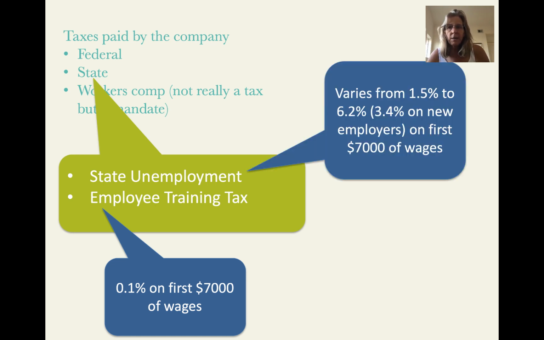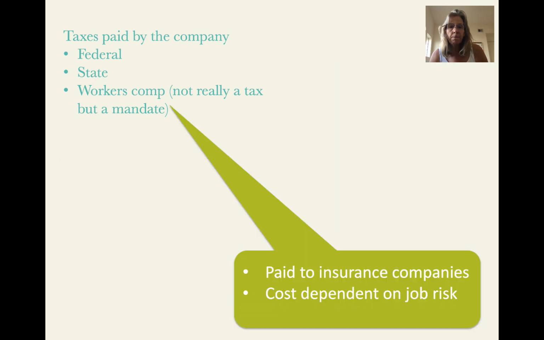There's the state unemployment in California. It varies between 1.5% and 6.2%, and that depends on what your track record is as an employer. If you've laid off people quite a bit and they had to collect unemployment, then your rate will be higher. New employers who have no track record of unemployment are charged 3.4%, so often we use that in these calculations. And again, it's only on the first $7,000 of wages for each employee.